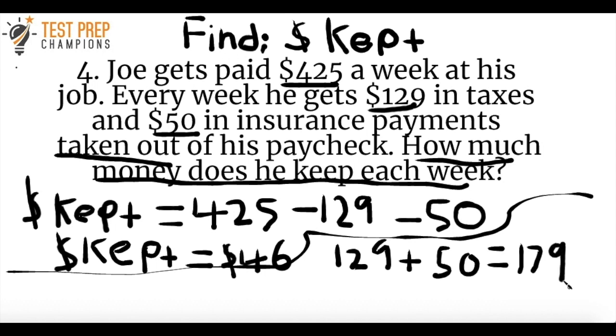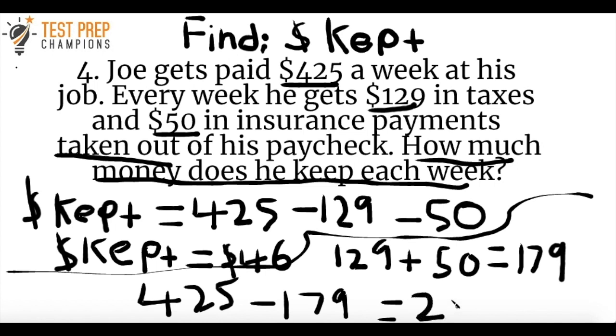So let me add that up. And that gives us 179. And then what you did was you did 425 minus 179. So what answer does that give us? Well, what you'll see here is that what you get is 246. So either way, you're going to get 246. So either way you think about it, you'll get the right answer.